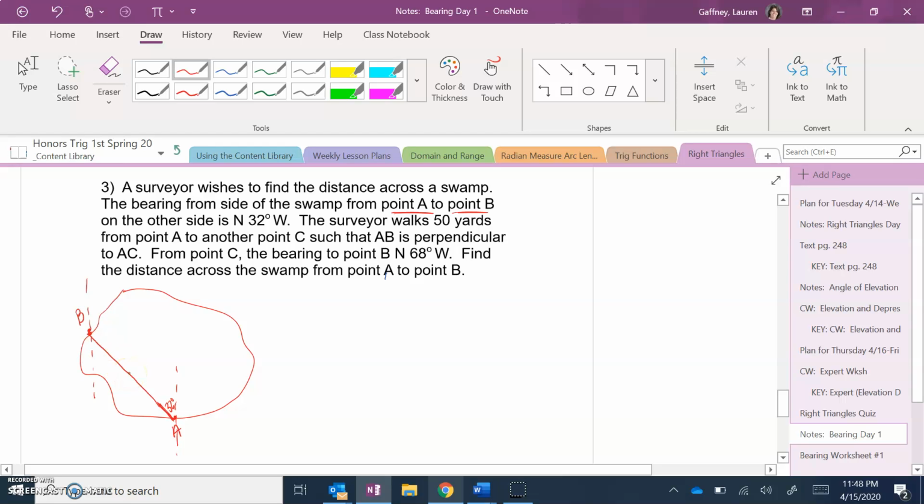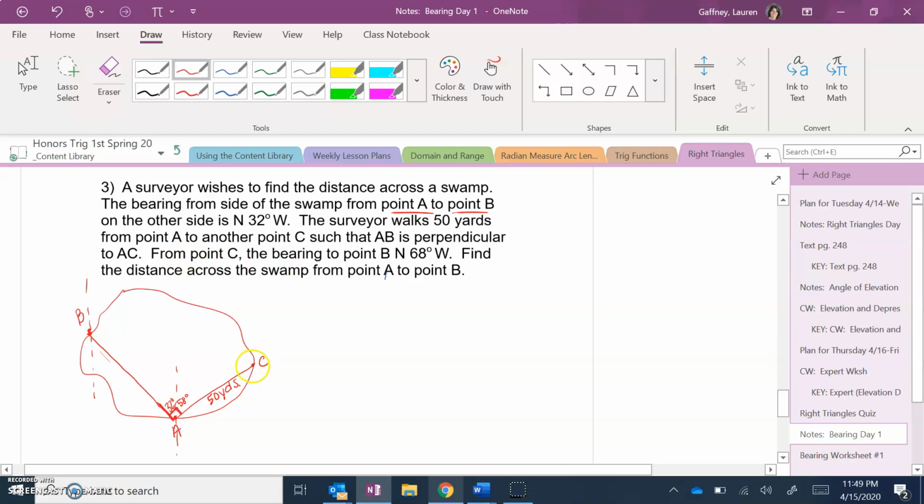Now the surveyor walks 50 yards from point A to another point C. So I'm going to put my point C here, make this 50 yards, such that AB is perpendicular to AC, so this is a right angle. If this is 32 degrees and the total is 90, subtracting it out, this side is 58 degrees. Keep that in mind.